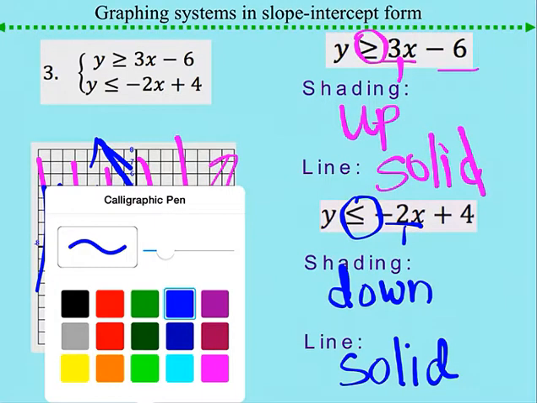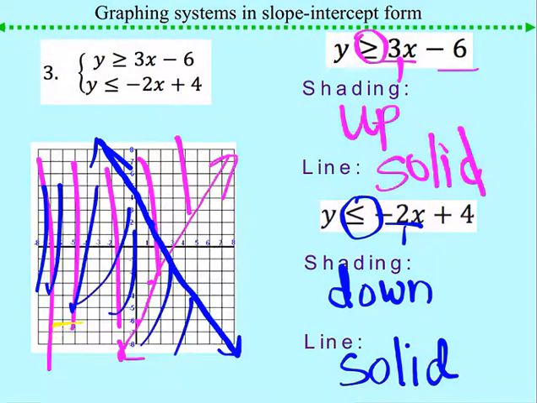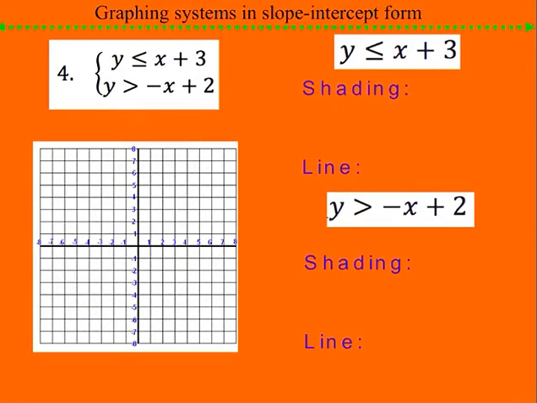So again, I want to make it obvious where those are crossing over. So I'm going to shade this part in really darkly so that I remember, okay, that's the part that represents both of the answers. Now, taking a look at number 4.